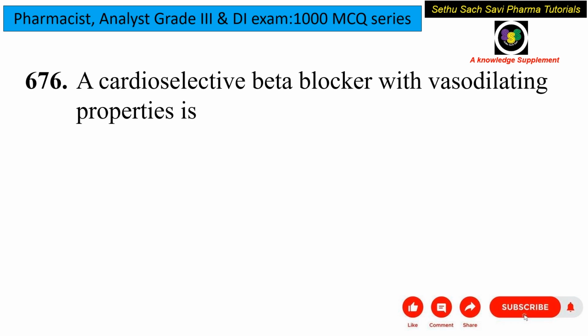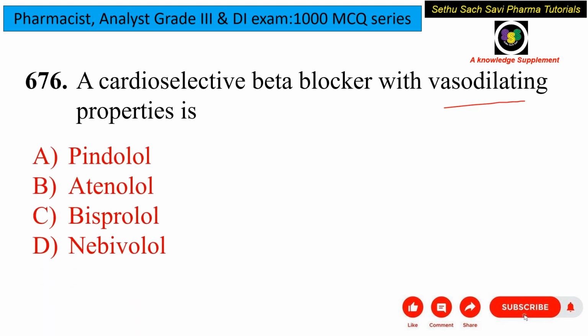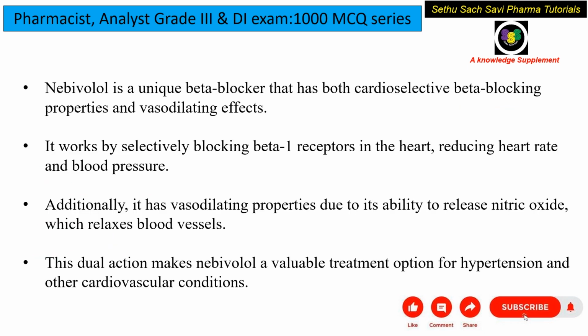Coming to the next question, a cardioselective beta blocker with vasodilating property is. Let's see the options: pindolol, atenolol, bisoprolol or nebivolol. Nebivolol is one of the unique beta blockers that has both cardioselective beta blocking activity as well as vasodilating activity. Now, how does this act? It binds to the beta 1 receptor, which is present in the heart. As a result, there will be a reduction in heart rate and blood pressure.